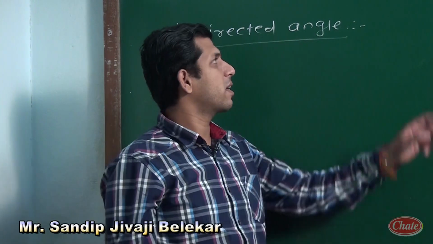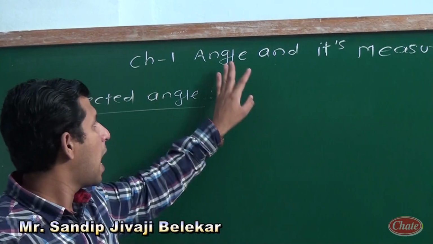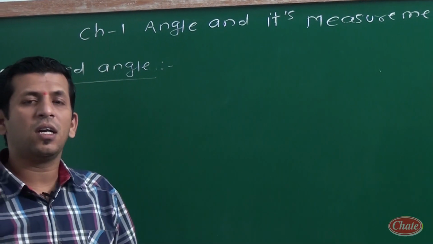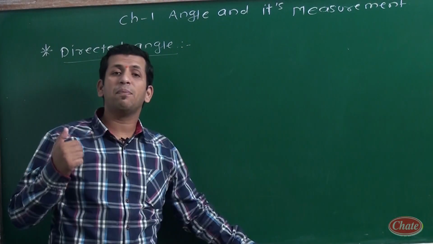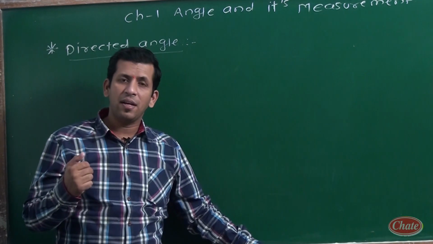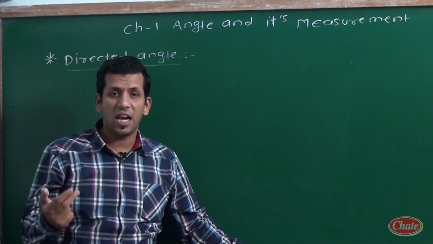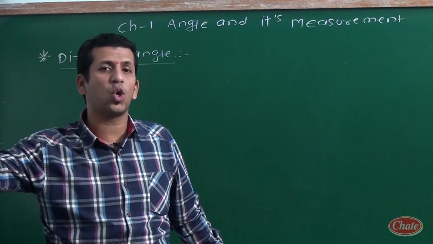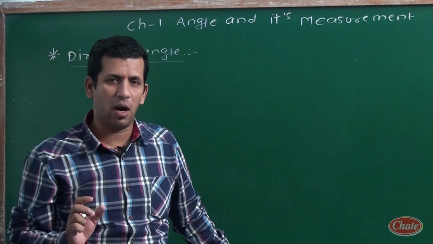We are going to start a new chapter number one from the mathematics part 1, angle and its measurement. In this chapter, we are going to see what is the meaning of angle, what are the types of angles, how an angle will be measured, and how angles are related within the triangle, square, quadrilateral, pentagon, hexagon, septagon, octagon, and so on. These basic concepts we are going to see now.